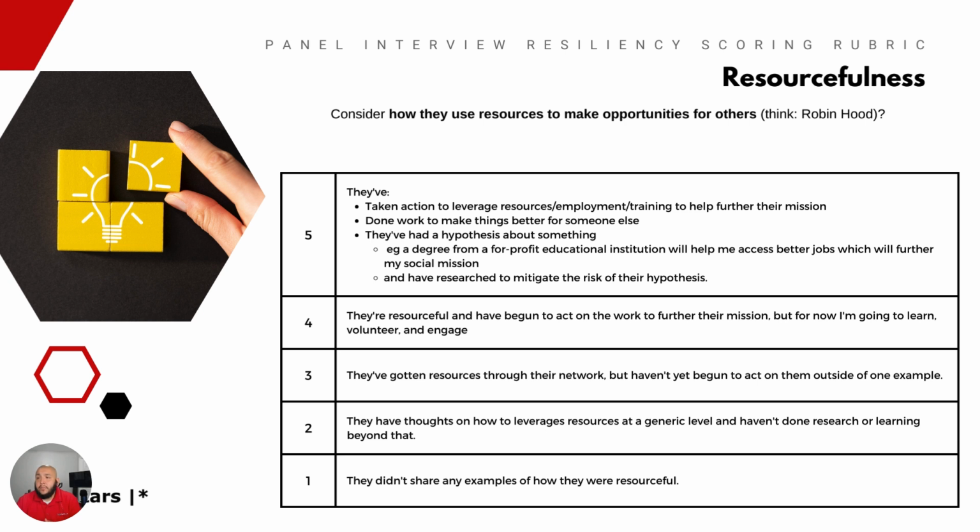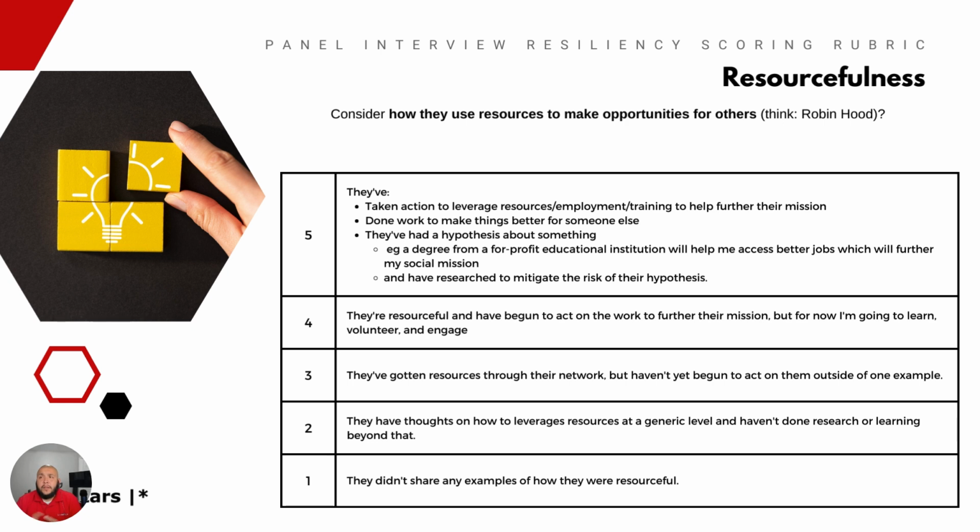So let's look at number 4. They are resourceful and have begun ways to act on the work to further their mission, but for now I'm going to learn, volunteer, and engage. That was an example of a 4. Let's look at a 5. What would a 5 look like? They've taken actions to leverage their resources, employment training, to further help their mission.